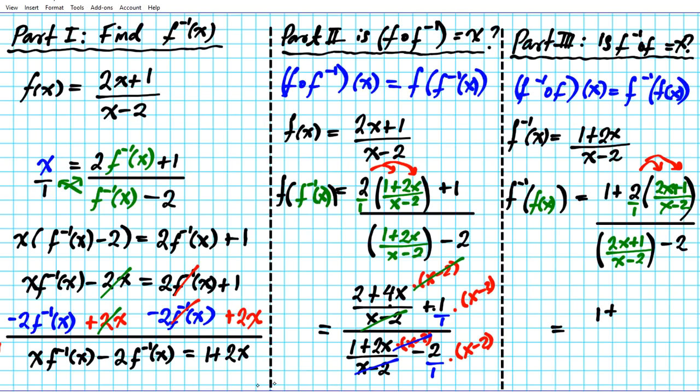Alright, so just distribute. When you distribute, you end up with 1 plus, let's write that again. We have 1 plus, distribute the 2, 4x plus 2 divided by x minus 2. And then in the denominator, we have nothing to distribute, just like part 2. So we're left with 2x plus 1 over x minus 2 minus 2. So we're confronted with the same problem that we faced in part 2, which is we have a complex fraction scenario that we want to simplify.